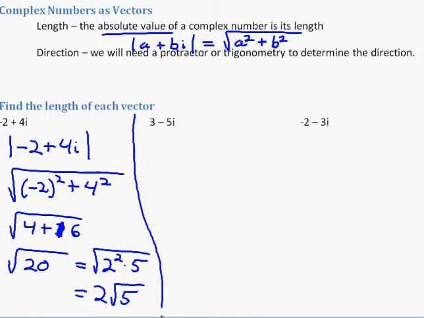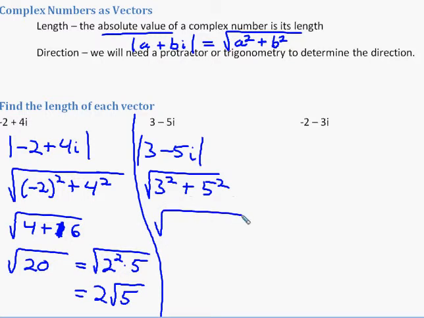Next one, just the same idea, more of the same. So really we're going to find the absolute value of this, which is the square root of a squared plus b squared. That's 9 plus 5 squared is 25, which is the square root of 34. If you're going to try to simplify the square root of 34, 34 is 2 times 17. There are no perfect square factors in there.